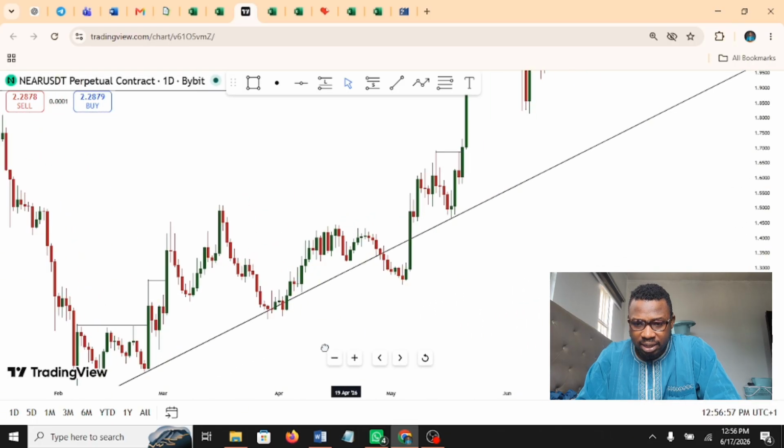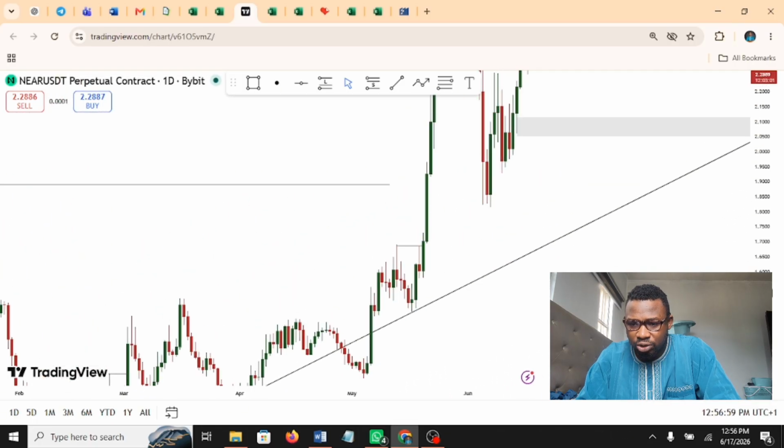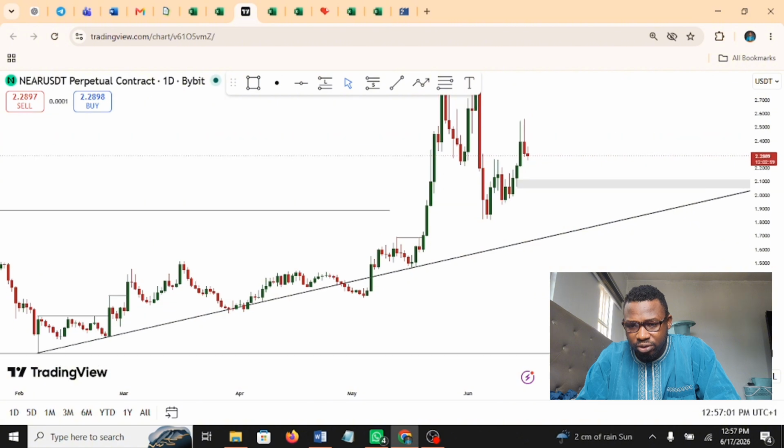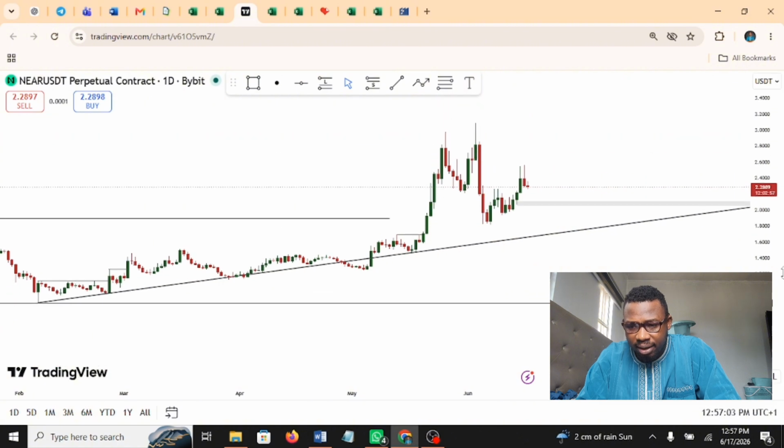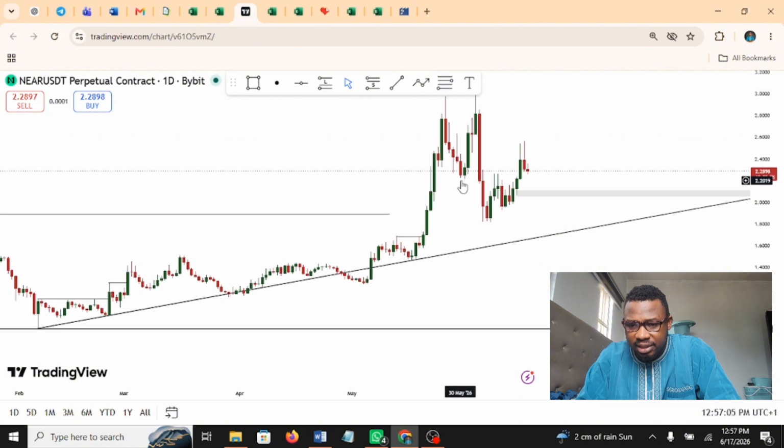All right, so let us see the most recent structure on the daily time frame. This is the most recent structure. This is a change of character to the downside, but let's see the most recent structure that aligns with our bias. Remember, our bias here is bullish. So this is the most recent structure that aligns with our bullish bias.